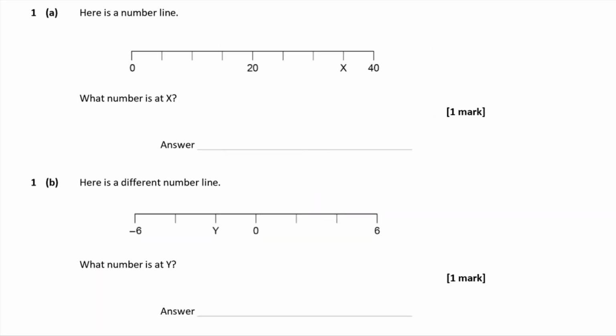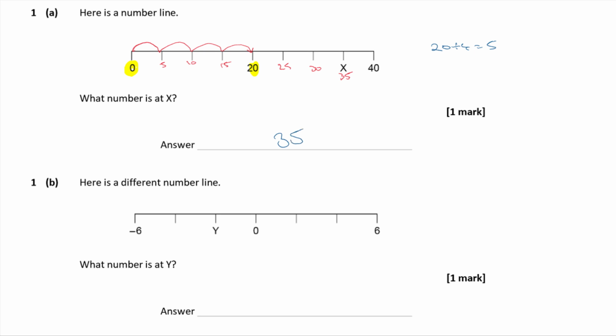Question 1a, here is a number line. What number is at x? Okay, so we've got several numbers marked on this scale. We've got 0 marked, and then we've got 20 marked. And between those we've got 1, 2, 3, 4 jumps to go from there to there. So each one of those jumps is 20 divided by 4, which means each jump is worth 5. In other words, it's going 5, 10, 15, and then 20. So keep going, 20, 25, 30, 35 is x. So x is the number 35.